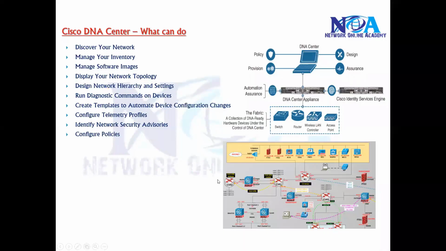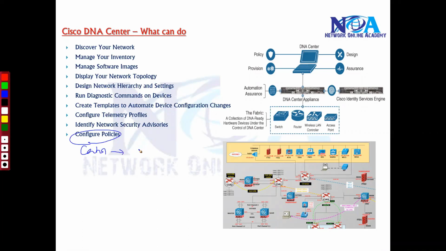Now the next thing, we can also configure some kind of policies. Now policies, we call them group-based policies. Basically these policies are going to control what type of traffic is going to be permitted or denied. Like take an example, I've got an engineering department and I've got an HR department. What traffic should be allowed or denied between these two departments? So more like an ACL kind of thing.